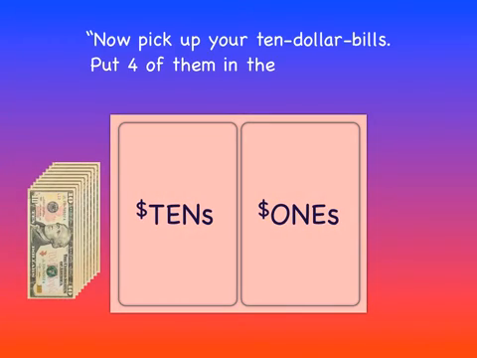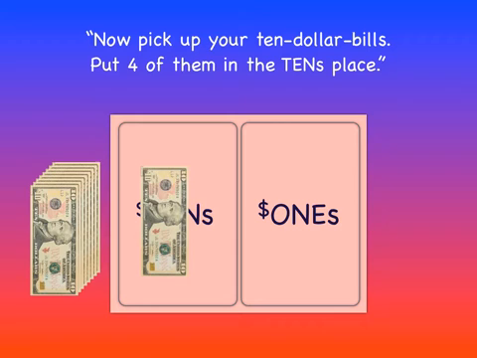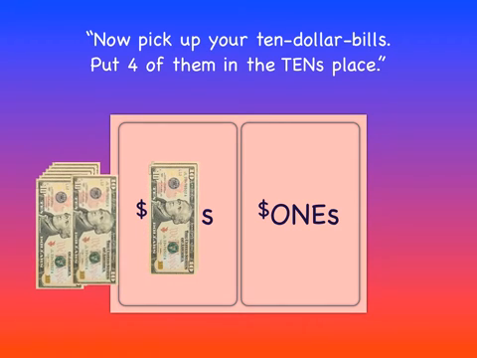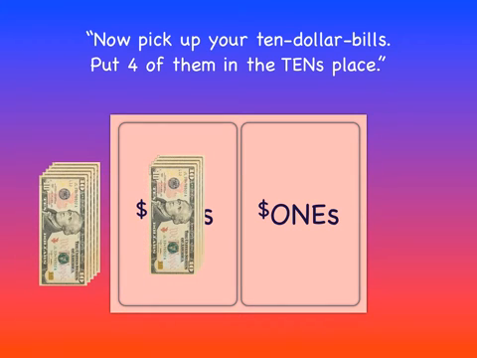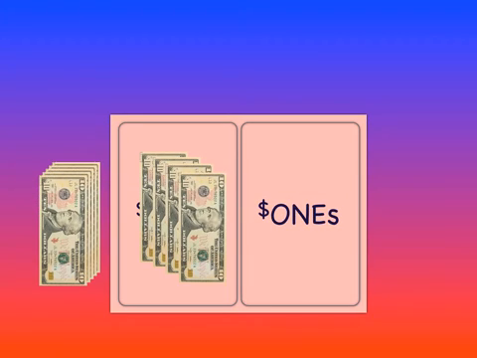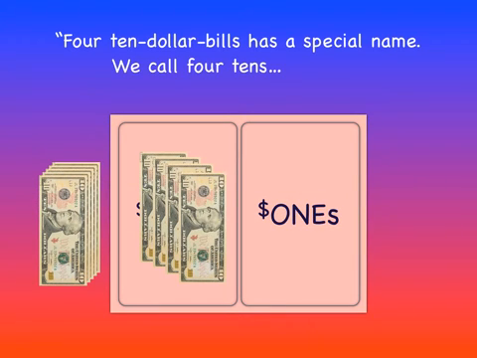Now, pick up your $10 bills. Put 4 of them in the tens place. Here we go. There's 1 of them, 2, 3, 4. We got 4 of them. 4 $10 bills has a special name. We call 4 tens 40.